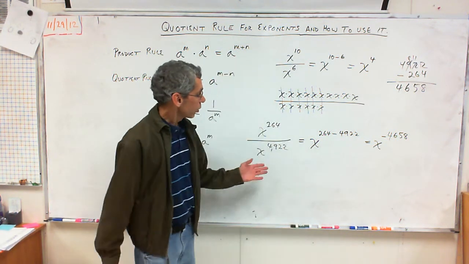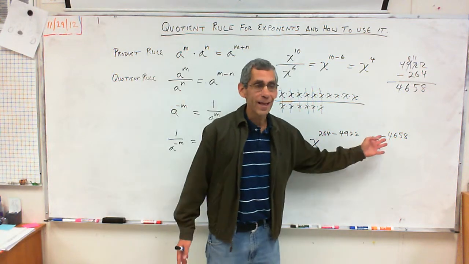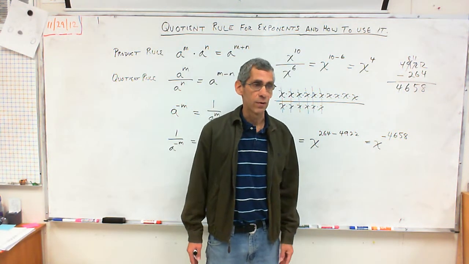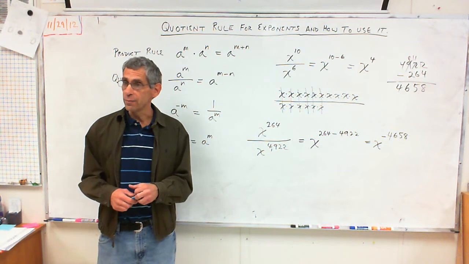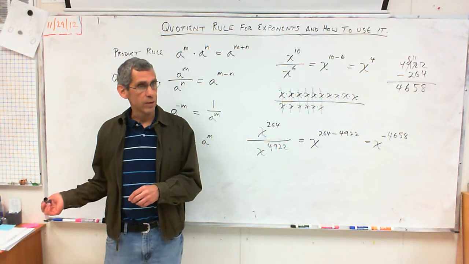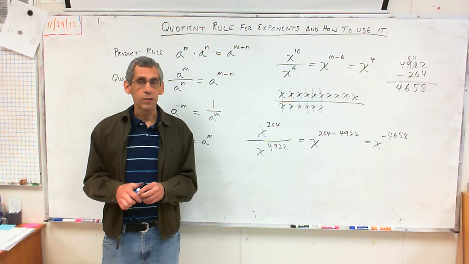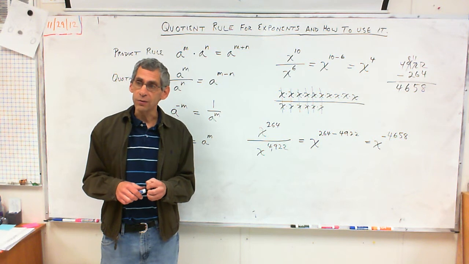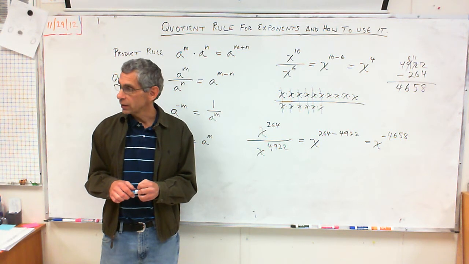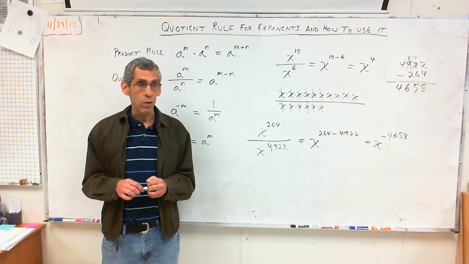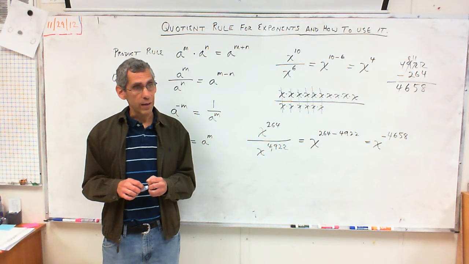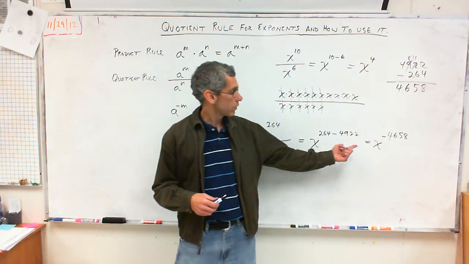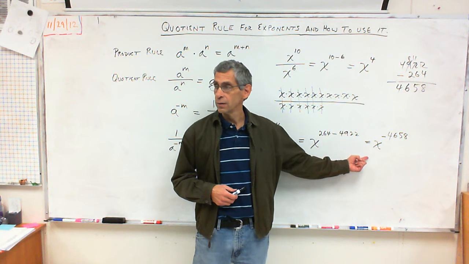But look what we got. We got x to the negative 4,000 something, right? Which is okay, but there is a rule in math that they don't talk about yet in this chapter: you're not supposed to leave your answers with a negative exponent. You are required or expected to rewrite it with a positive exponent. So how could I rewrite this with a positive exponent?